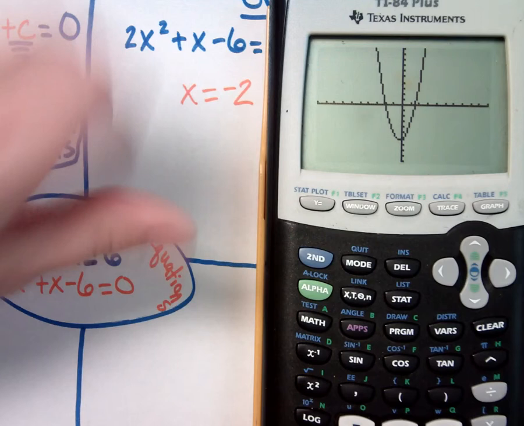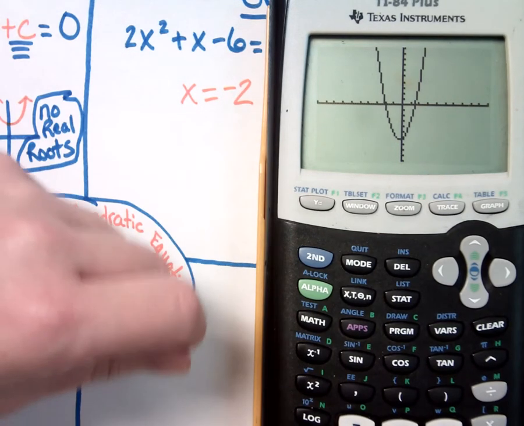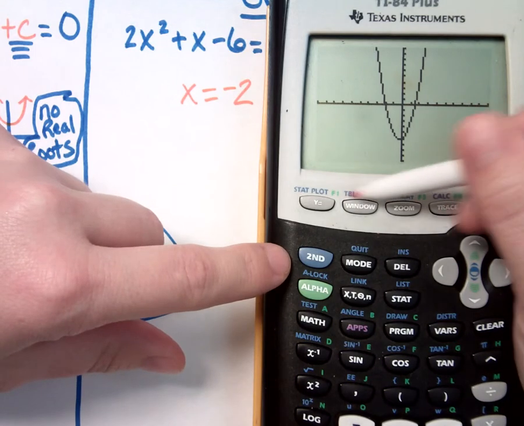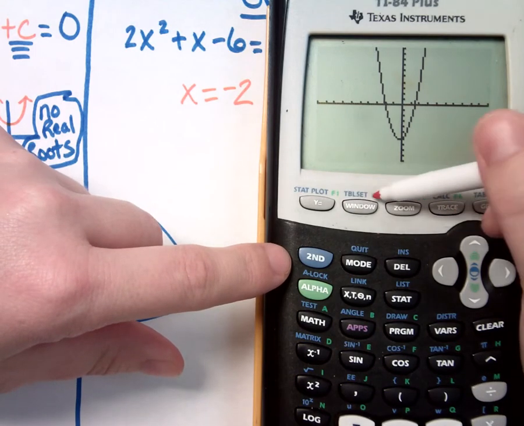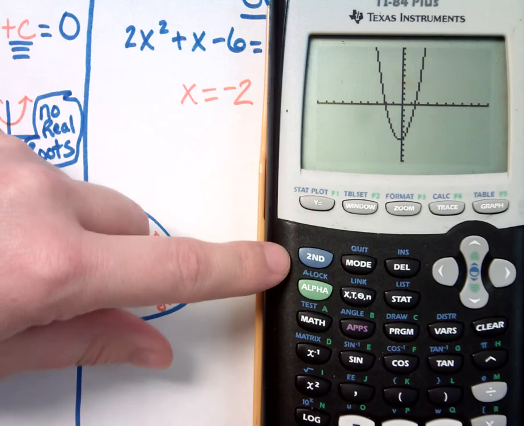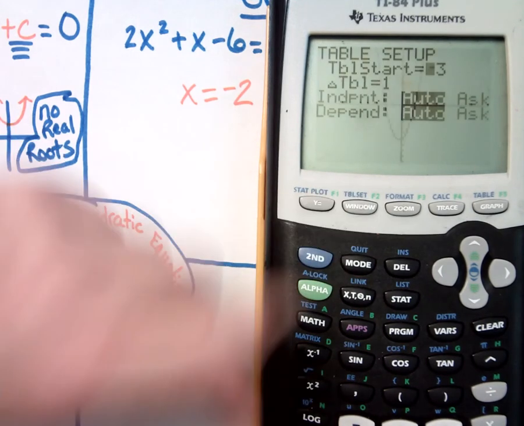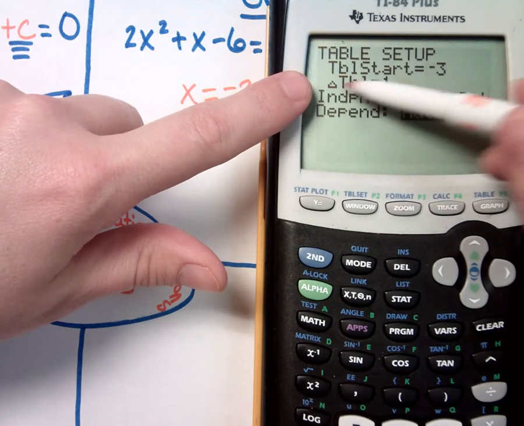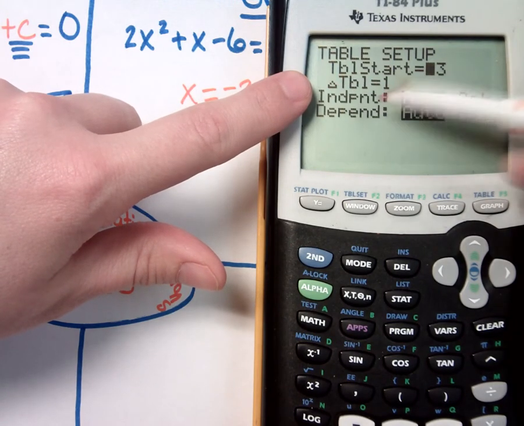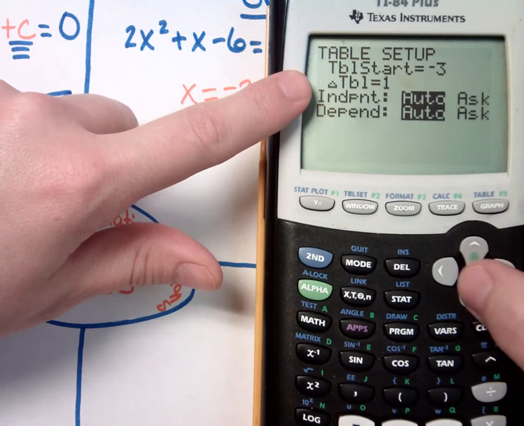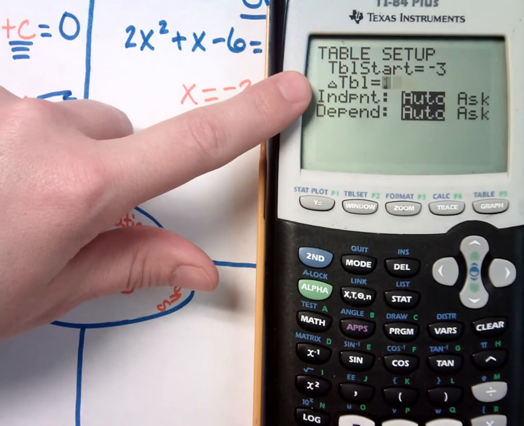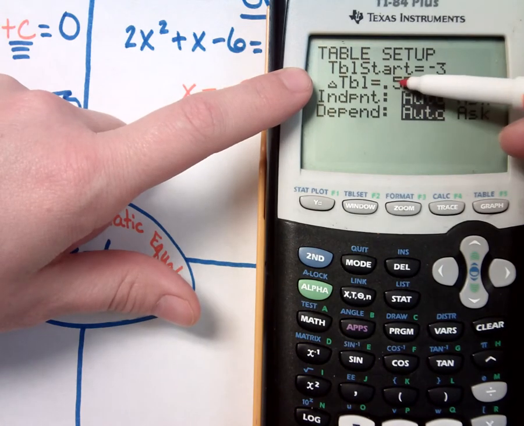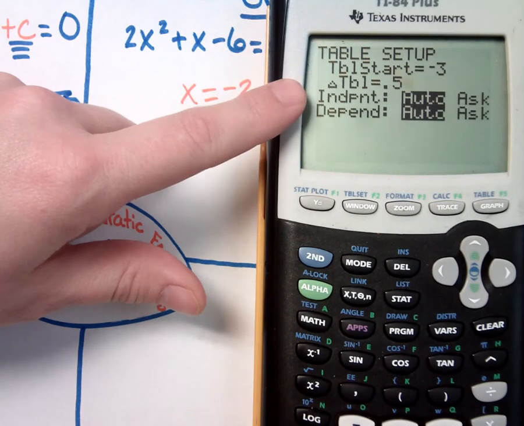So I'm going to do something that we've never done before to see if it is. I'm going to go to where it says Table Set. Table Set's in blue above Window. So since it's in blue, I need to go Second Window. And down here where you see the 1, that means it's going by increments of 1. I'm going to go down there and type 0.5. So the table goes by increments of 0.5. So the table will go by halves.